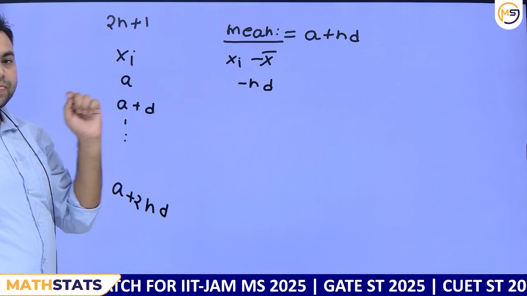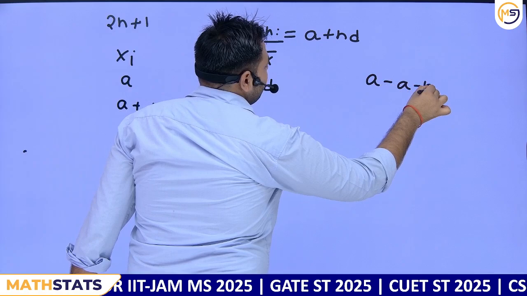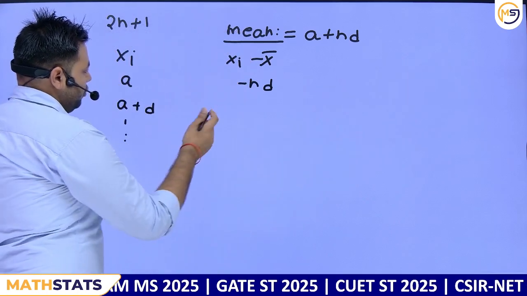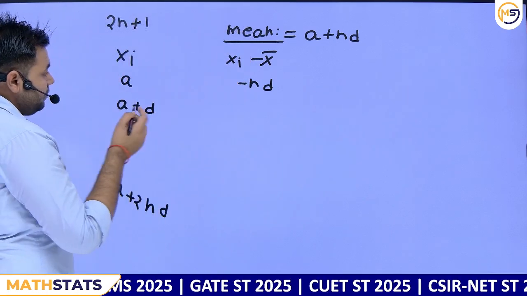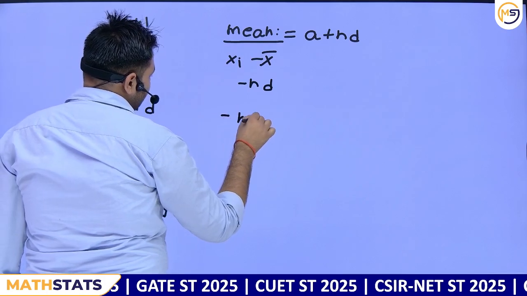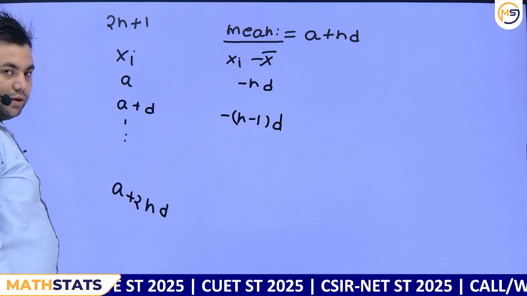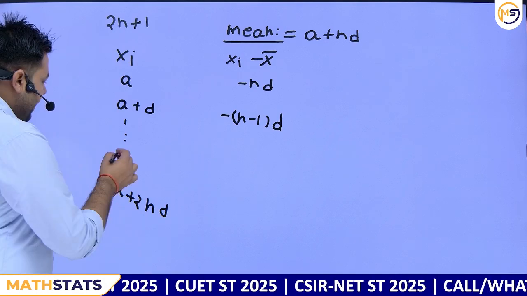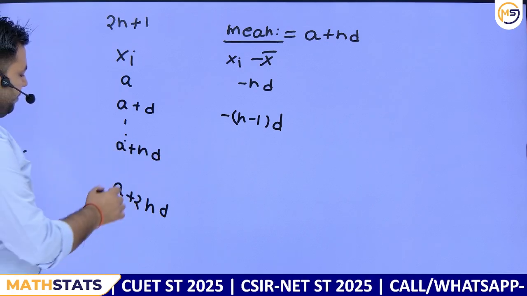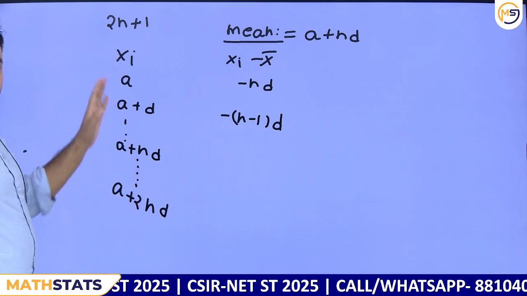Okay, a minus a minus nd. What is this? This equals minus nd, right? So again you find minus n minus 1 into d, right? Minus n minus 1 into d. Okay, and here remember one term is a plus nd. In this series xi, one term is a plus nd.